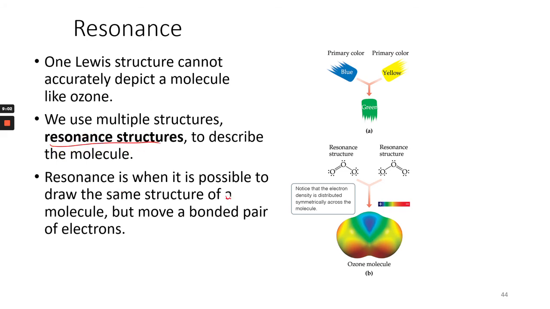Resonance is when it's possible to draw the same structure of a molecule, but you're moving a bonded pair of electrons. So here are 2 possibilities for ozone. And really what's happening is ozone is really an average of these 2. So you can't say it's this, and you can't say it's that. So you have to show both of them because it's an average of the 2.